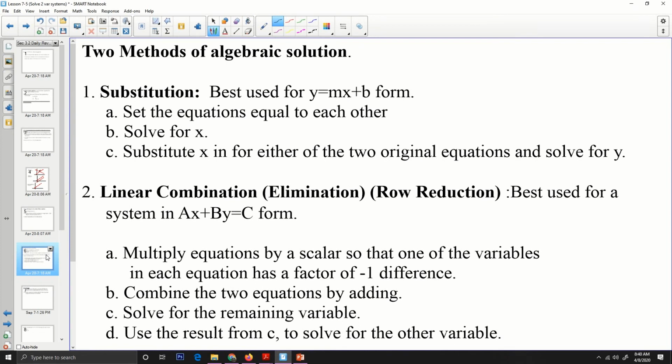Linear combination, elimination, or row reduction, those are three different ways to name the same thing. It is best used when you have a system where all the equations are in ax plus by equals c form. The way we're going to do this is multiply the equations by a scalar so that one of the variables in each equation has a factor of -1 difference. I'll show what that means here in a minute. Then we're going to combine the two equations by adding, solve for the remaining variable, and then use the result to solve for the other variable. And that's just the steps.